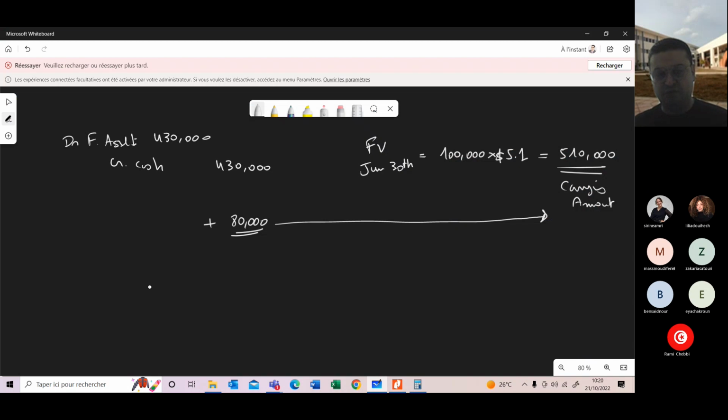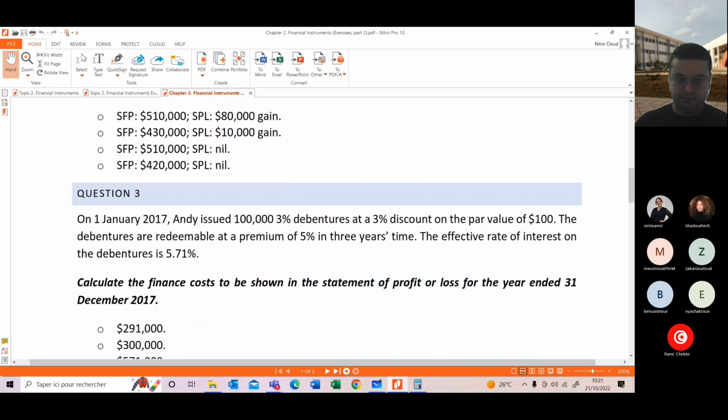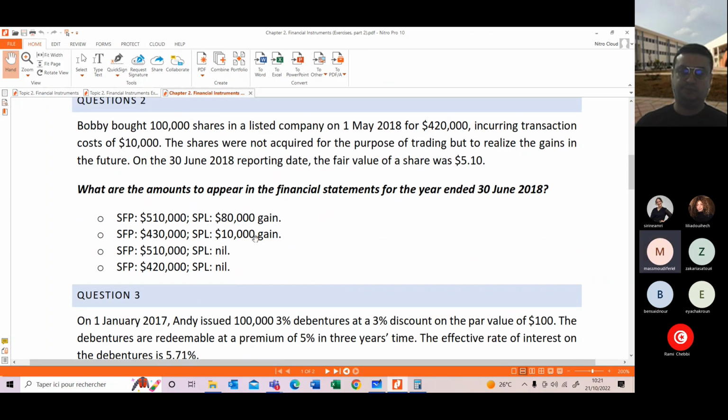And obviously, guys, every time you increase your assets, you have to increase the other side of the equation, equity. On the equity side, you have to be careful. It's not profit or loss, it's comprehensive income. So we use comprehensive income plus 80,000. So the correct answer is A, with no doubts. Make sense? Yes. Nice.